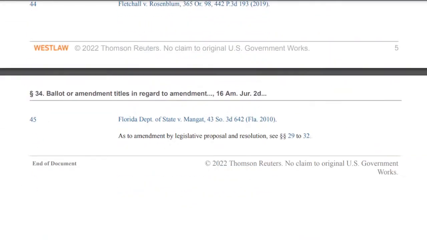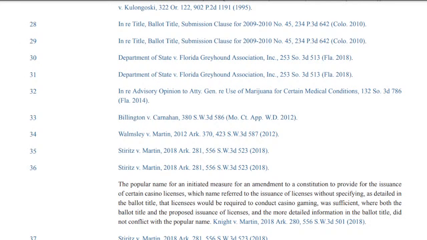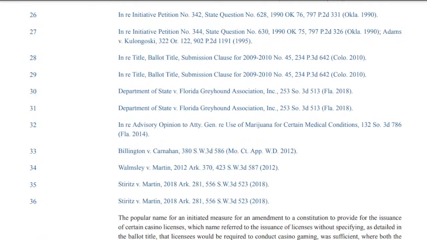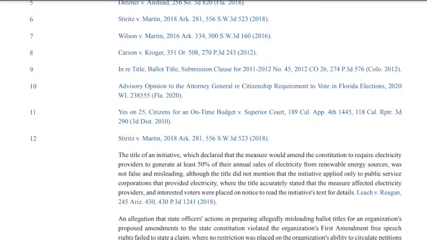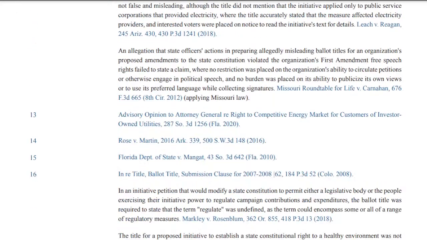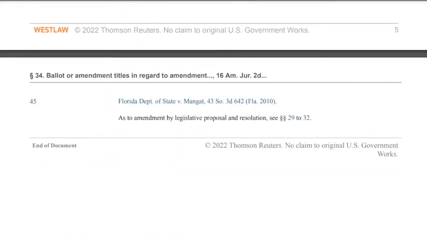And let me get down here and see. I saw some interesting ones here. Casino. Oh, geez. Advisory 2014 in Florida, Attorney General, use of marijuana for certain medical conditions. Florida Greyhound Association versus state. So we got some interesting footnotes here with amendments. Oh, gambling amendments. Cannabis. Yeah, I get it. All right. So that's where this stuff comes in importance.